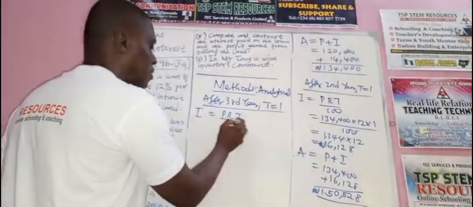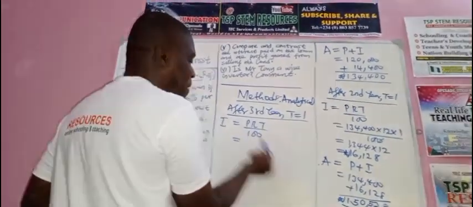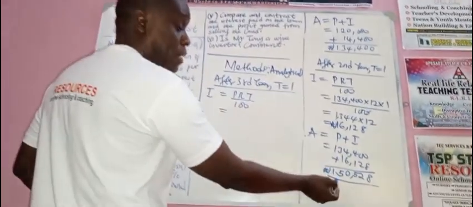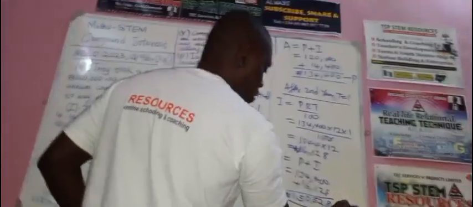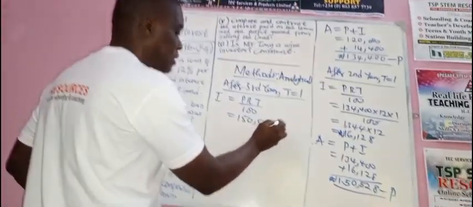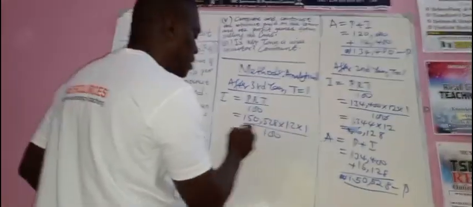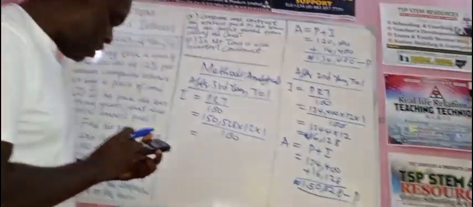The amount at the end of the second year becomes the principal at the third year. So this is the principal now, our new principal. This becomes the principal for the following year. So we have 150,528 times 12 times 1 divided by 100. Do you understand that? So again, let's see what we have there.